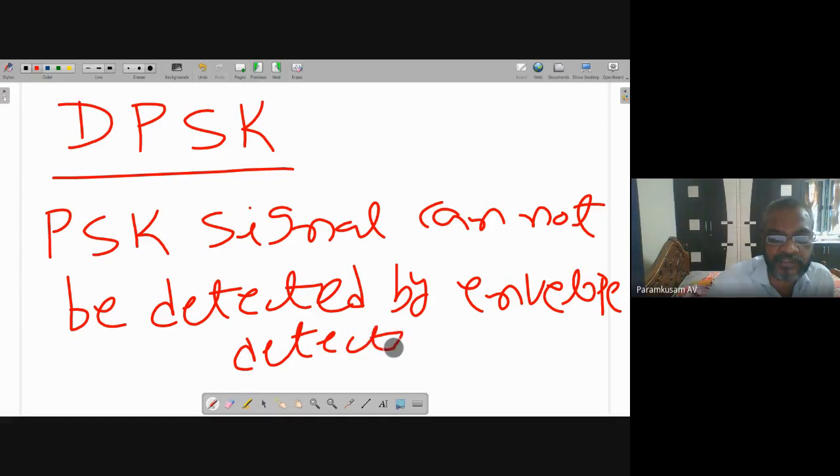మనం ఒకసారి రిసీవర్ డిస్కస్ చేసుకున్నాం. ఆ రిసీవర్లో ఏ విధంగా డిటెక్ట్ చేస్తున్నాం? ఫస్ట్ వి ఎక్స్ట్రాక్ట్ ది cos omega naught t from the phase shift keying signal. Then that cos omega naught t is again multiplied with phase shift keying signal. That is synchronous demodulation. So means at the receiver we need to extract the carrier signal.